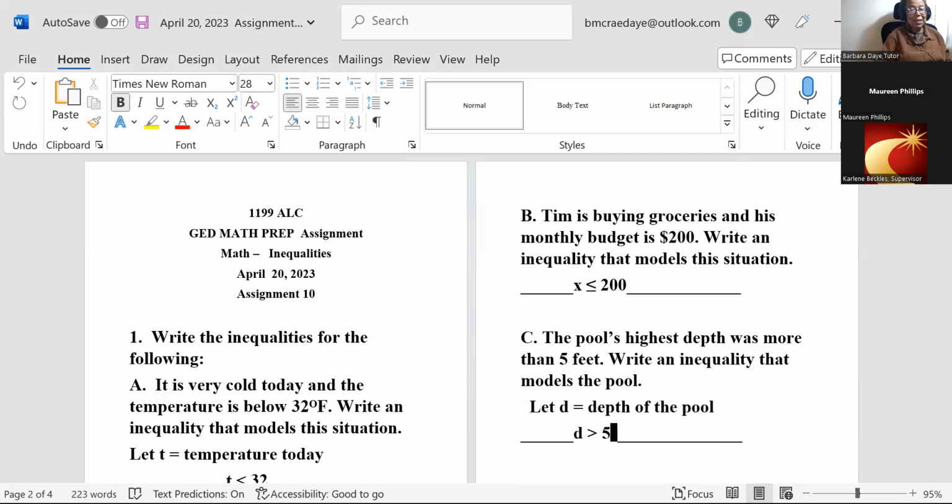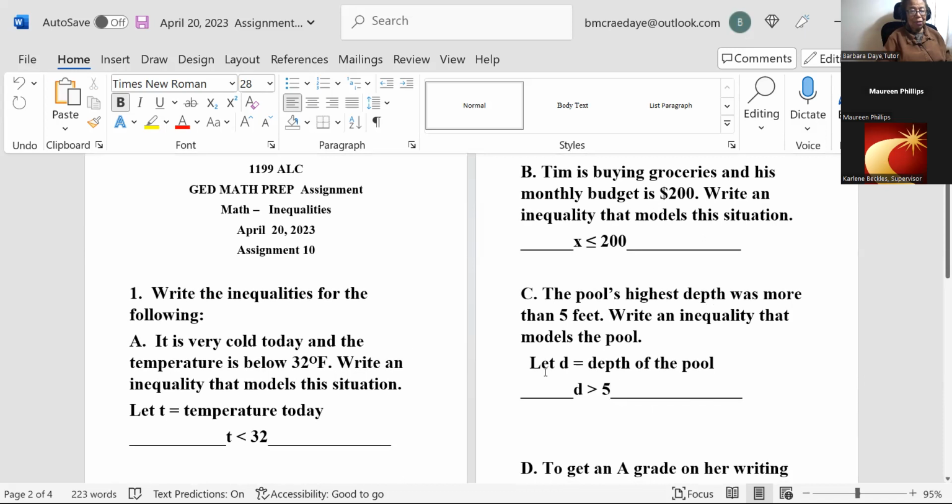See, because it says it was more than. So more than means greater than. So D greater than 5 feet. That's the answer. Okay, let's go on now.